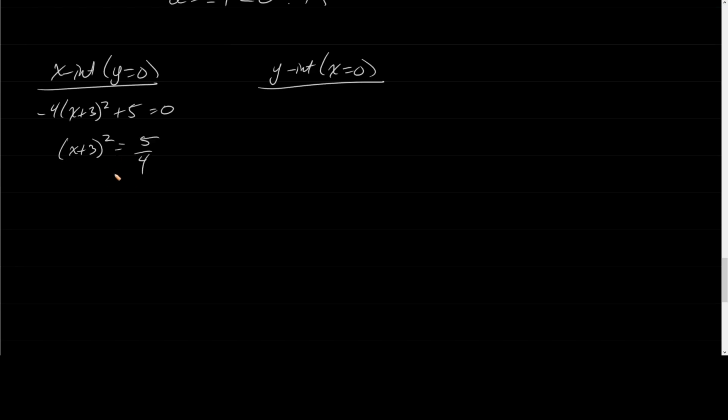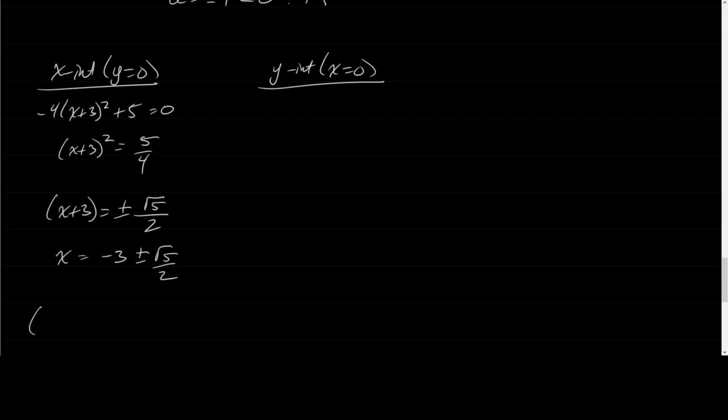And to take the square root of both sides, I end up with x plus 3 is equal to plus or minus radical 5 halves, right? I'm taking the square root of this, but because I'm solving an equation, I need to do plus or minus. So finally I end up with x is equal to -3 plus or minus radical 5 halves.